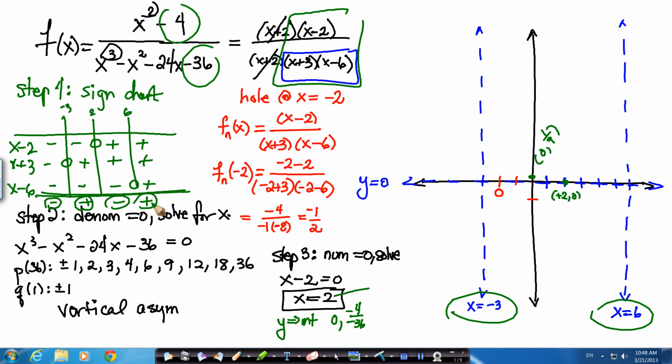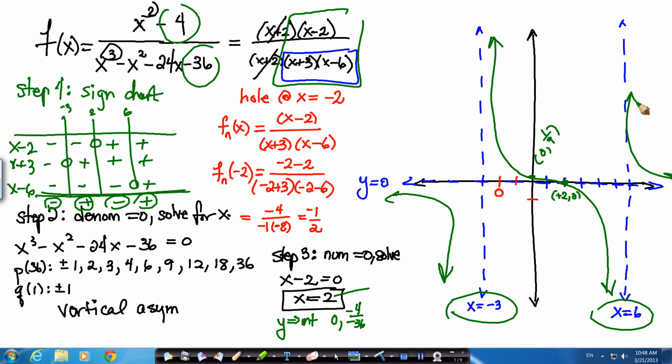So what this means is, when x is less than -3, our function is below the x-axis. When x is between -3 and 2, so in between here, our function is positive. So we're going to go up like this. Remember, you cannot cross the vertical asymptotes. You can cross the horizontal asymptotes in the middle. Between 2 and 6, our function is negative. And when x is greater than 6, it's positive.